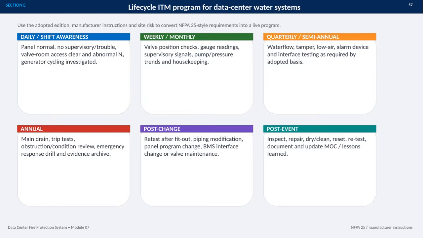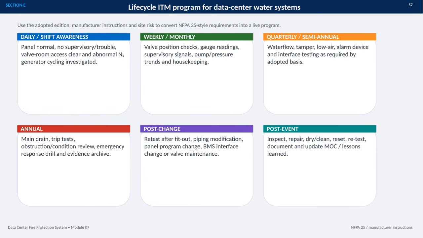This slide turns the IDM requirements into a practical lifecycle program for data center water systems. The foundation is using the adopted edition, manufacturer instructions, and site-specific risk together, rather than treating any single source as the entire program. Daily and shift awareness starts with confirming that the panel is normal, there are no supervisory or trouble signals, valve room access is clear, and any abnormal nitrogen generator cycling is investigated.